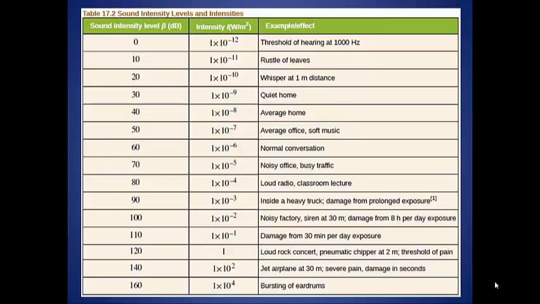Table 17.2 in your textbook lists some common sound intensities. Normal conversation comes in right at 60 decibels. A whisper is about 20. A classroom lecture is about 80. It is interesting to note that prolonged daily exposure to sounds at and above 85 decibels is not recommended without hearing protection.